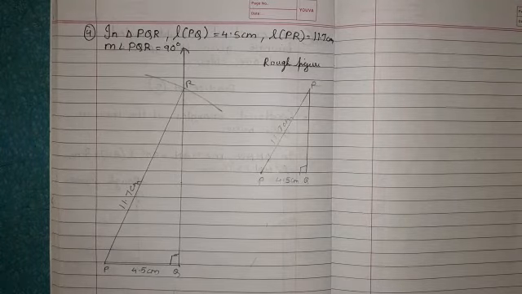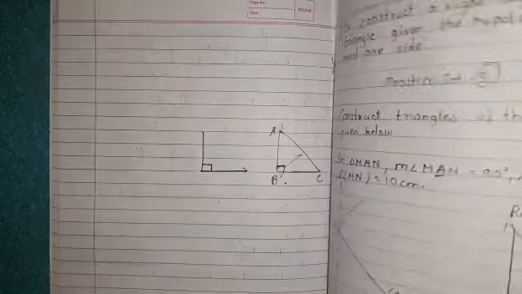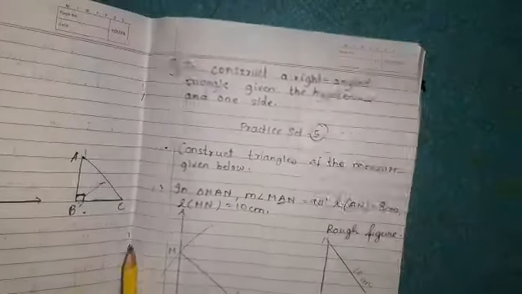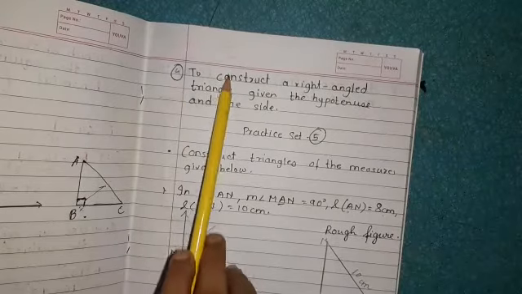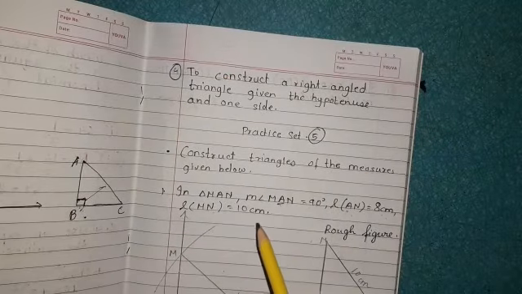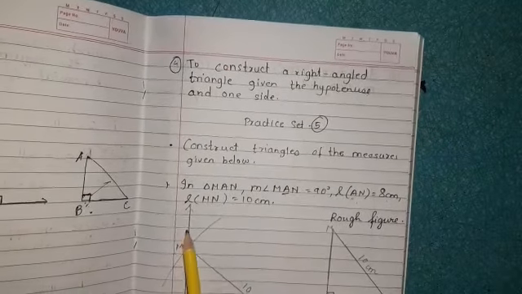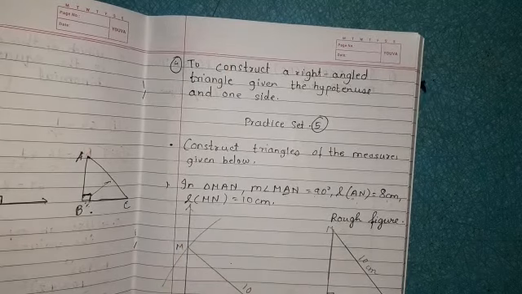So I hope you have understood this type of construction. So today you are going to write in your CW this particular part. 4, write this, start practice set, and then you are going to solve or construct all 4 constructions. Okay.